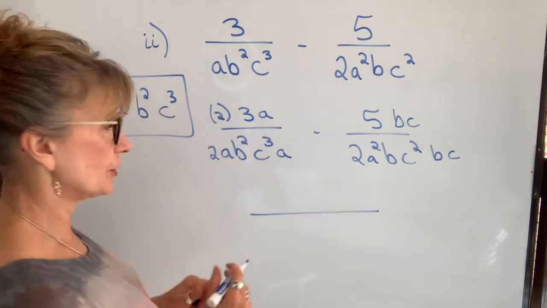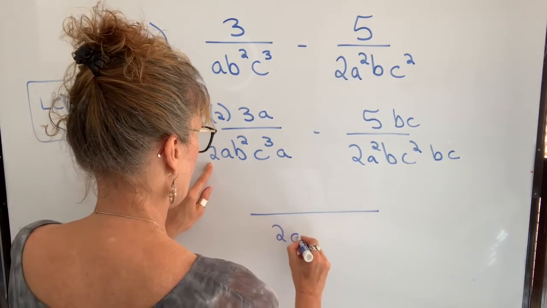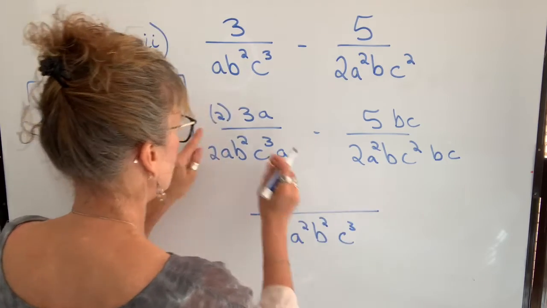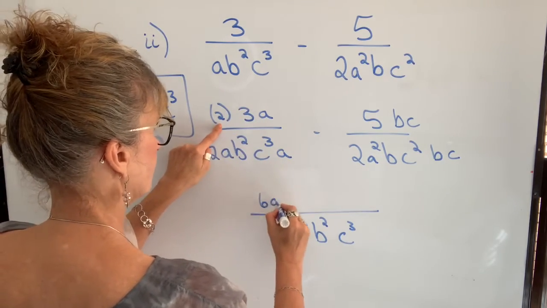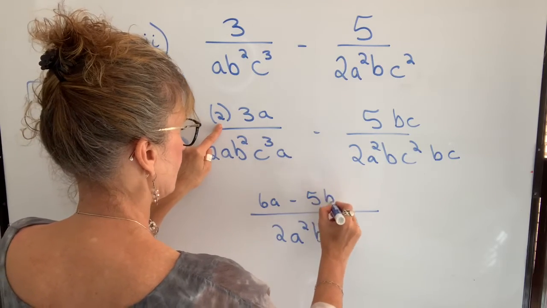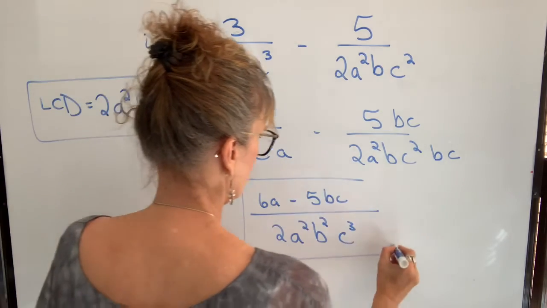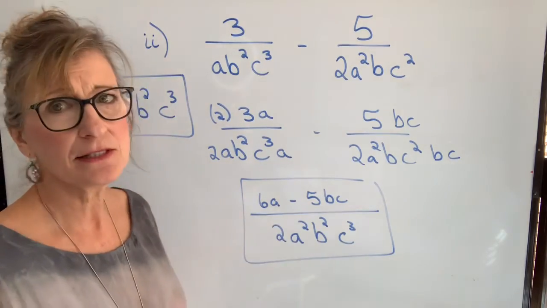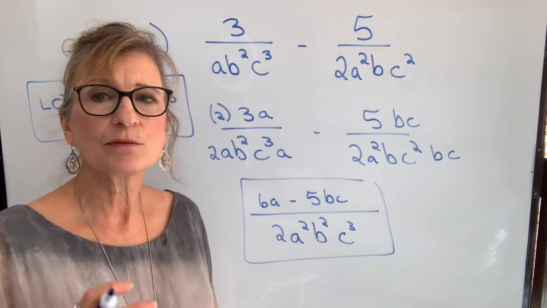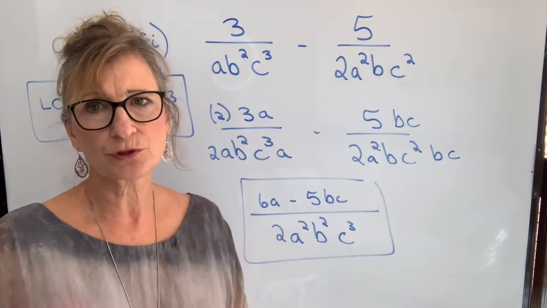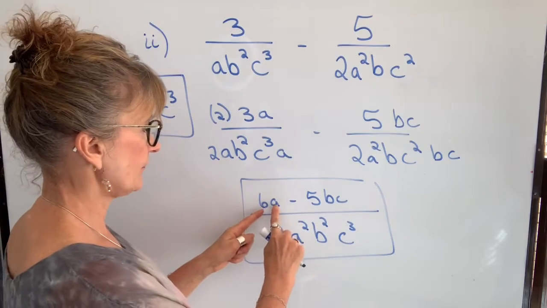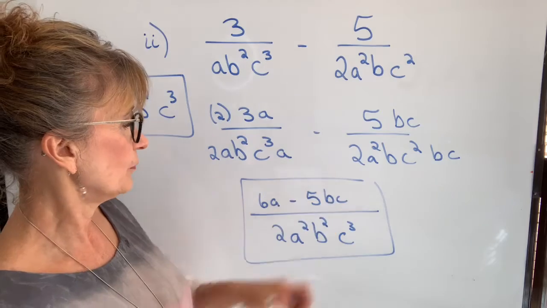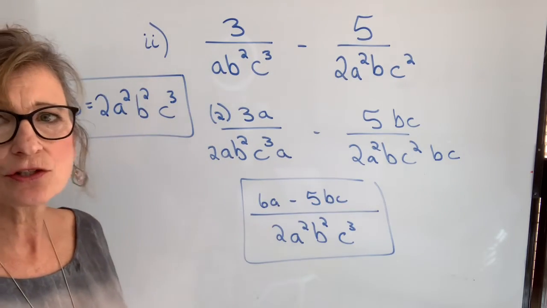I now have a common denominator of 2, a squared, b squared, c cubed. I have a numerator of 6a minus 5bc. Don't be tempted to cancel any of these a's or b's or c's. Remember, you can only cancel them when they're factors of the whole numerator and the whole denominator. In this case, a is a factor of this term, but not of the whole numerator, so it can't be canceled. Same thing for b and c. So that's as much as we can do with that example.